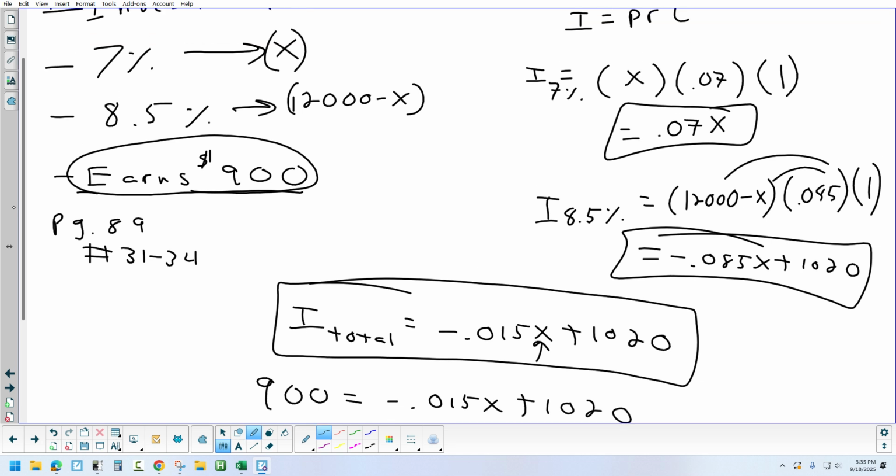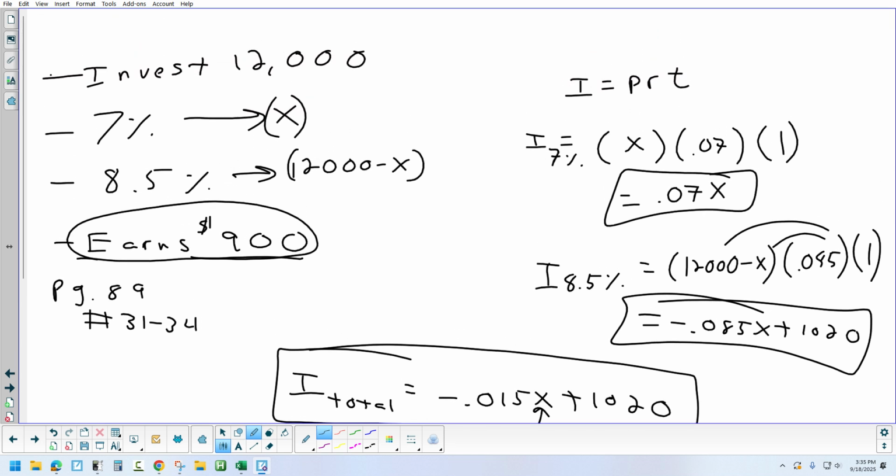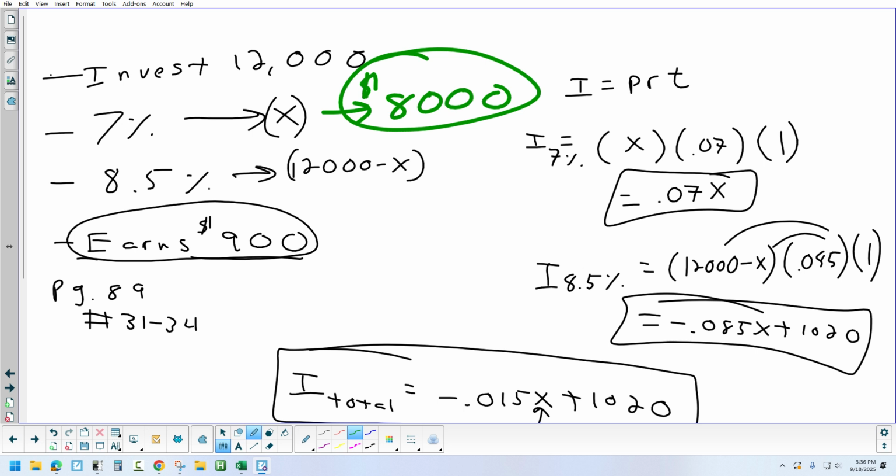And what was X again? Which account was that? That's the 7%. So we got $8,000 there. And how much money does that leave for the 8.5% account? $4,000. Yep. And that's a pretty typical interest rate. Any questions on that?